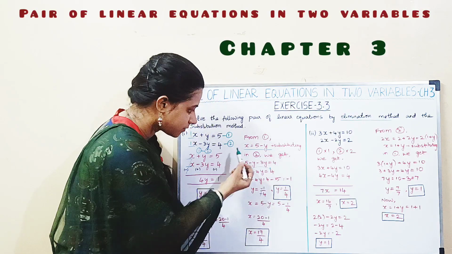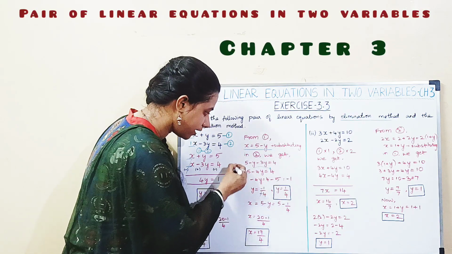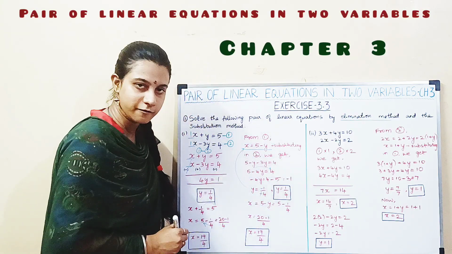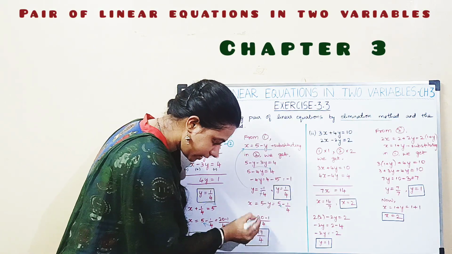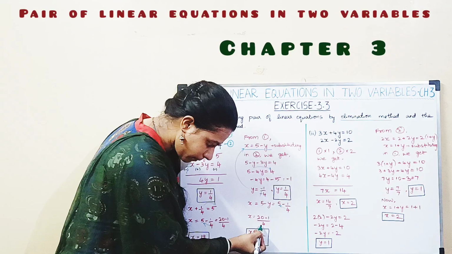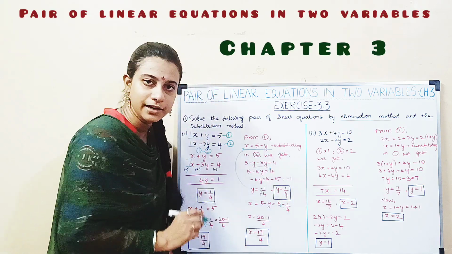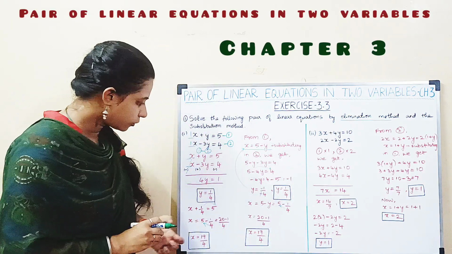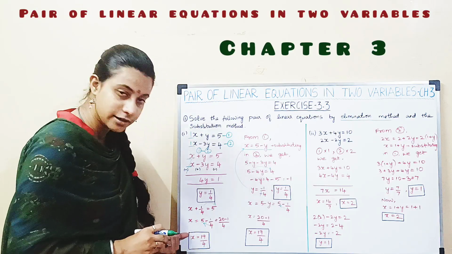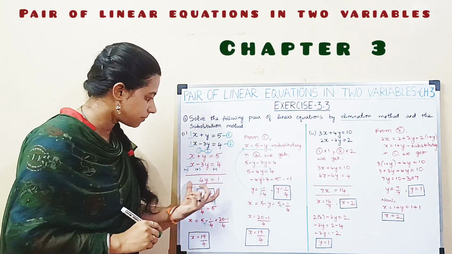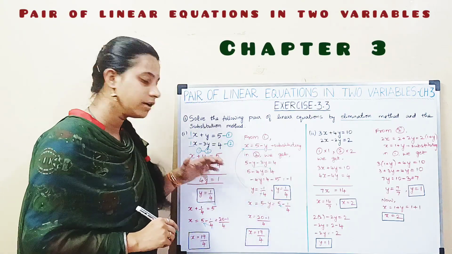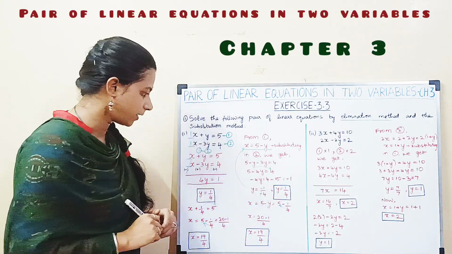Now to obtain the x value, we are going to substitute this y value here in x equal to 5 minus y. So x equal to 5 minus 1 by 4. By taking the LCM we get x equal to 20 minus 1 by 4, which is nothing but x equal to 19 by 4. So here also we are getting the same answer as that of the elimination method. This is how we will perform the elimination method and substitution method for any pair of linear equations in two variables.